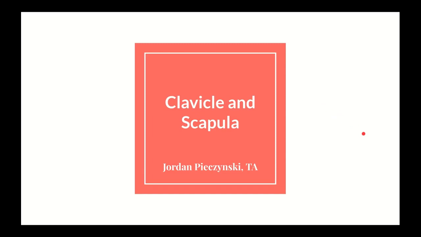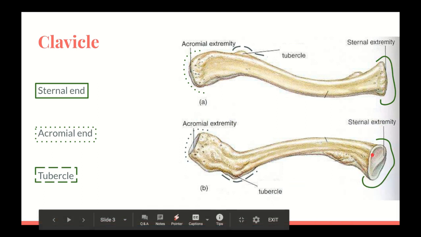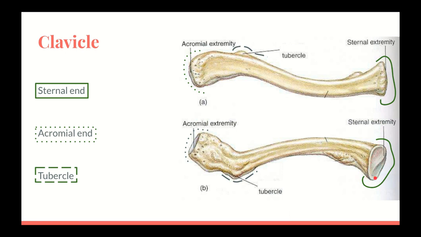Alright, so the clavicle and the scapula. These two bones make up the pectoral or shoulder girdle, which is part of the appendicular skeletal system. The clavicle is straightforward. Let's start out with the sternal end. The sternal end is more rounded, with quite a bit more contact area, and this is where the clavicle will interact with the sternum, which is on the midline of the body.